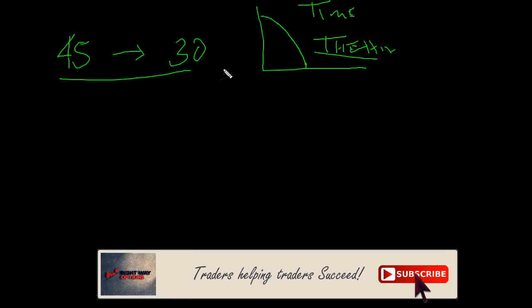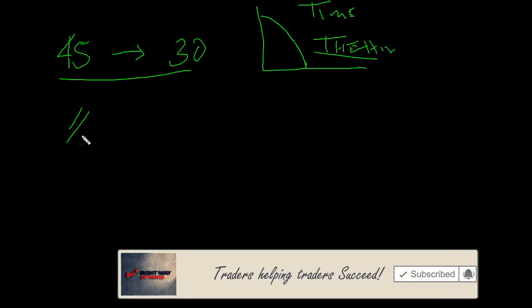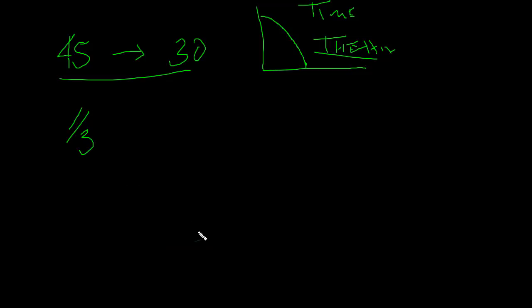So here's the rule. Anytime I put on a credit spread, I look for approximately one third of the spread in credit. Man, I can't write with this thing. One third of the spread as a credit. You want to get that number that makes it worthwhile. And let me give you the reason for that one third credit.